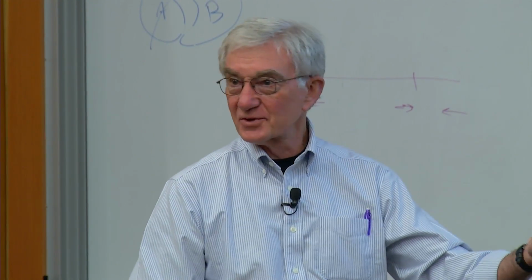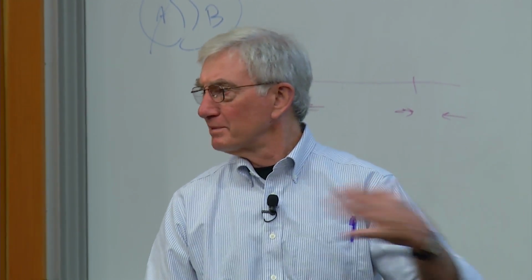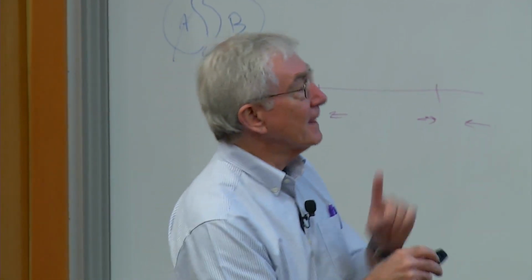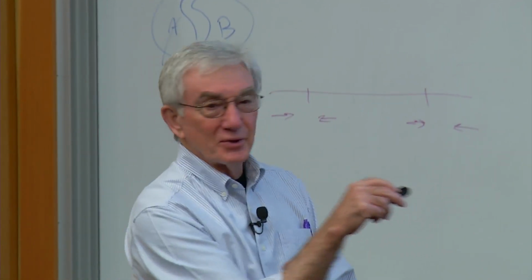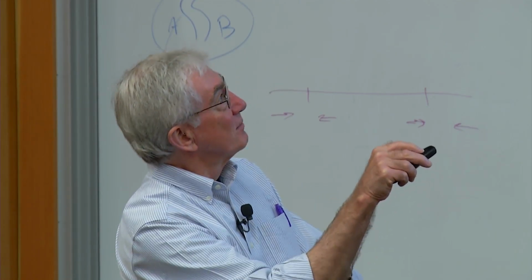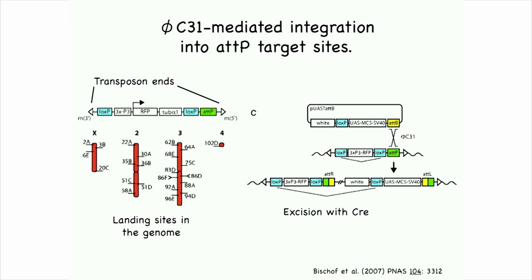You're trying to put in a gene that's going to complement a mutation, and it may complement it well or poorly depending on where it went. But people took advantage of this in more recent years by putting in landing sites for an integrase that comes from a phage called Phi-C31. So this attP site is a target site that the Phi-C31 integrase will recombine with another sequence called attB.